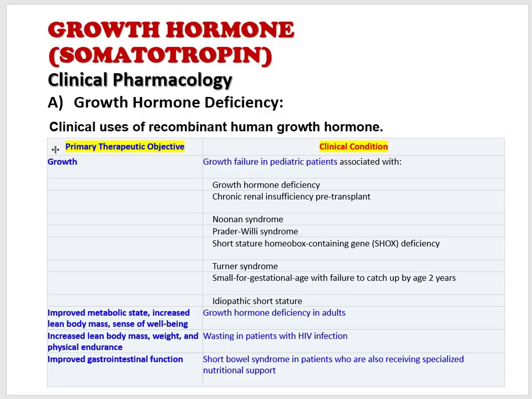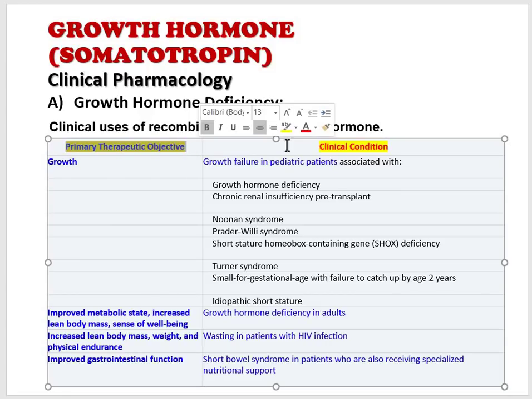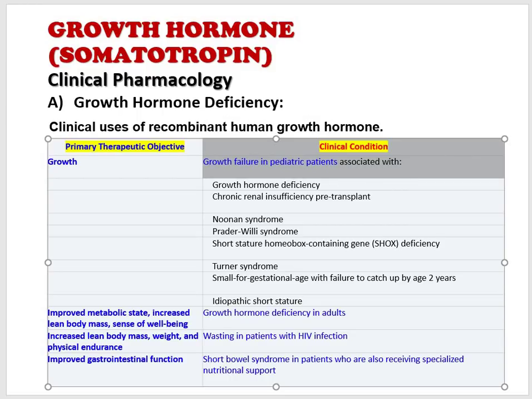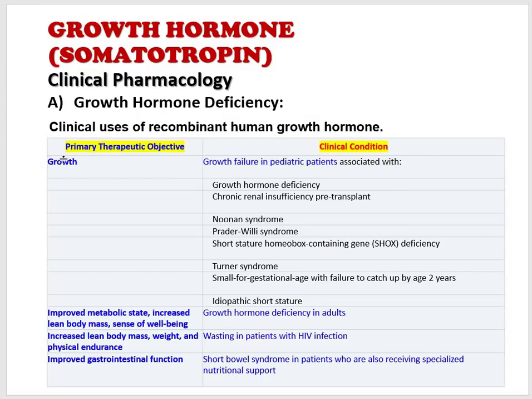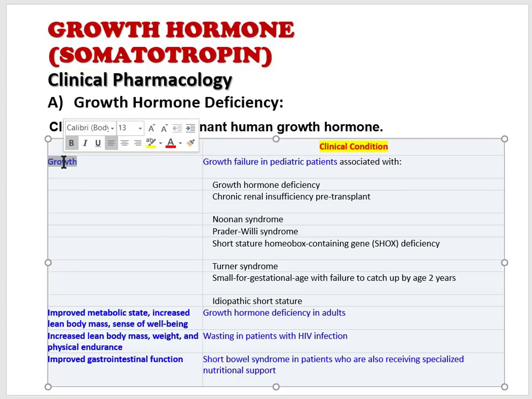Then basically you have this table, and its title is Primary Therapeutic Objectives and Clinical Condition. The primary therapeutic objective is, let's say, growth, and these are what you want to achieve, and these are the conditions or situations in which you would want to use growth hormone. So if you remember this, it doesn't matter how the question is asked.